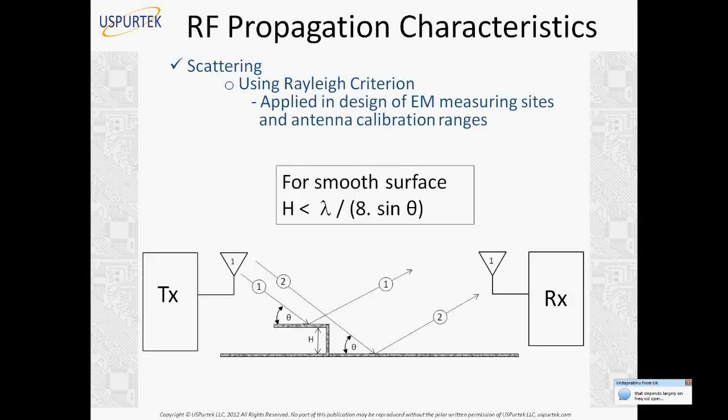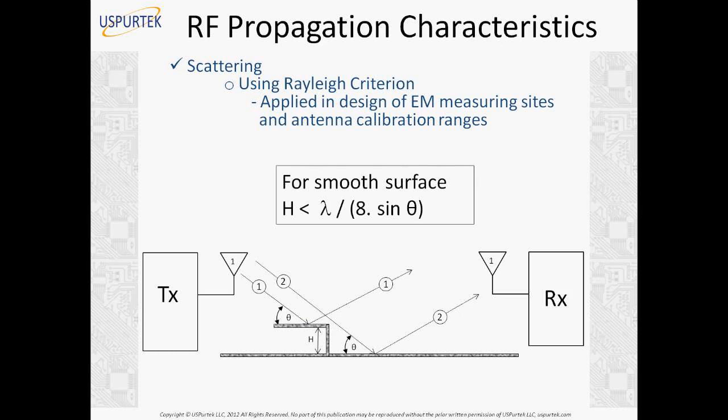Where is this criterion used? Of course, it is used when we are designing electromagnetic measuring sites, or when we are trying to calibrate antennas. Go to any company that manufactures antennas, these cell towers. They always have a calibration range, and they will use this Rayleigh criterion there. They will actually simulate those rough and smooth surfaces to see how their antenna performs, how the signal level changes.